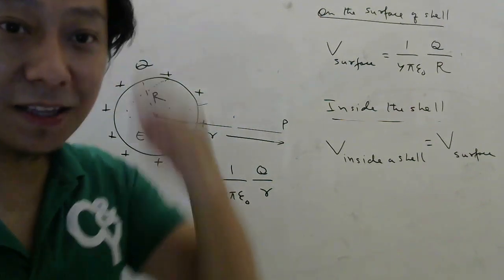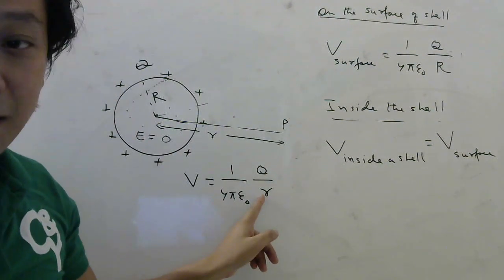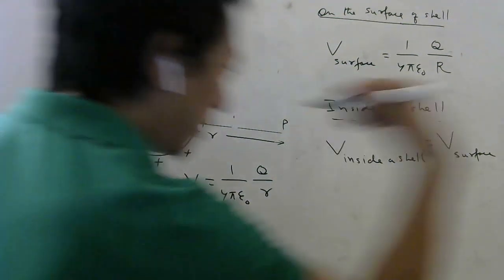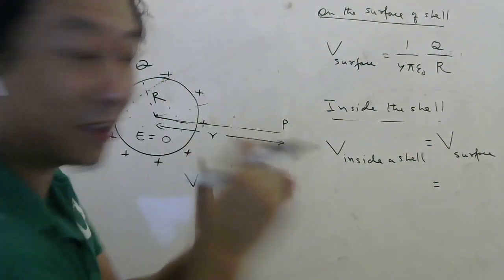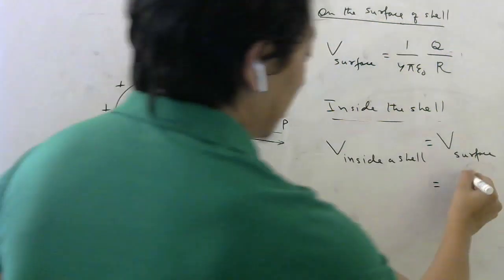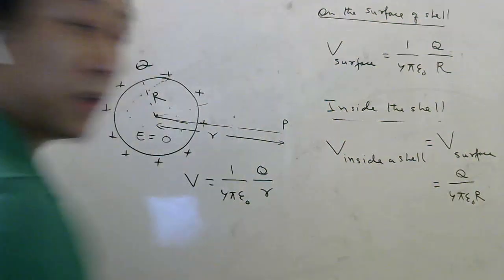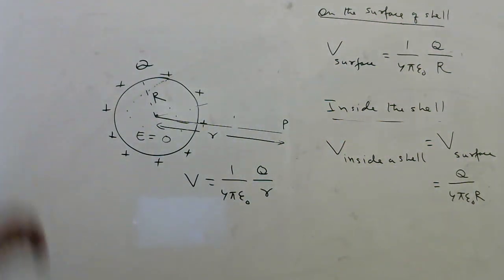Potential inside the shell does not depend on how far you are from the center. So potential inside the shell, no matter where you are, as long as you are inside the shell, potential inside the shell will be same as potential on the surface. Okay. So this is something very important.